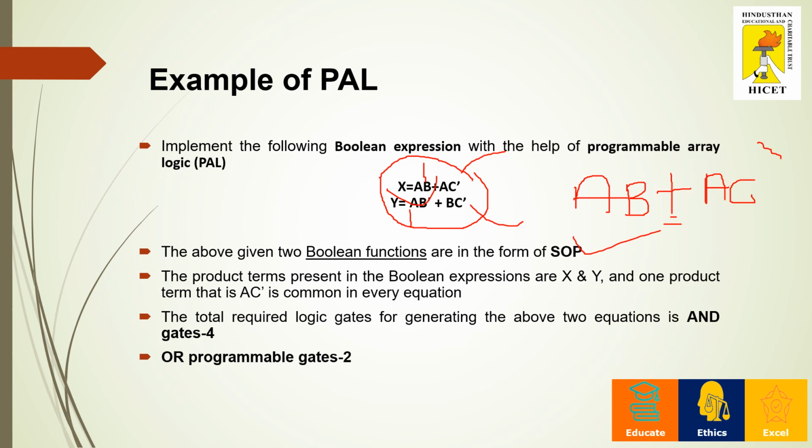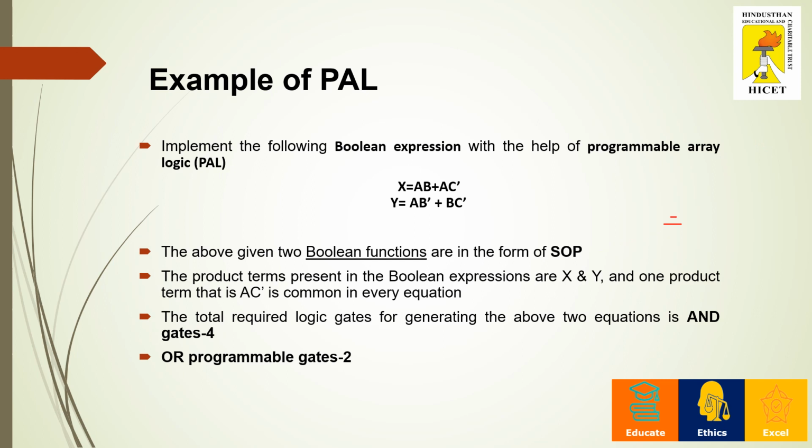Before getting into the construction part of PAL, we need to identify how many AND gates and how many OR gates are required to design this specific Boolean function. When you check here, x is equal to AB, this is one product term. AC complement is the second product term. AB complement is the third product term. BC complement is the fourth product term. So to design these four product terms, we require AND gates. The products are always constructed using AND gates.